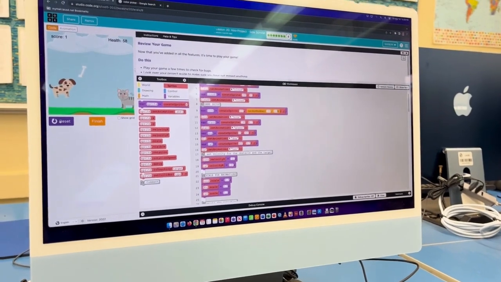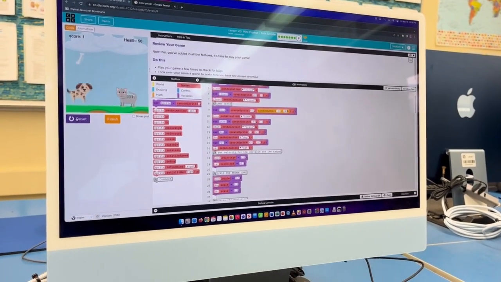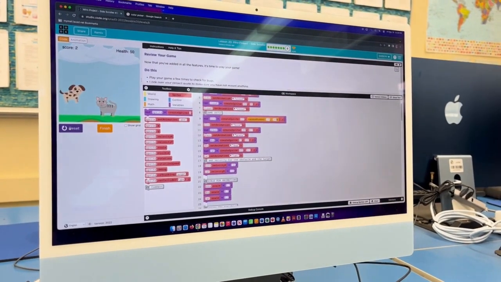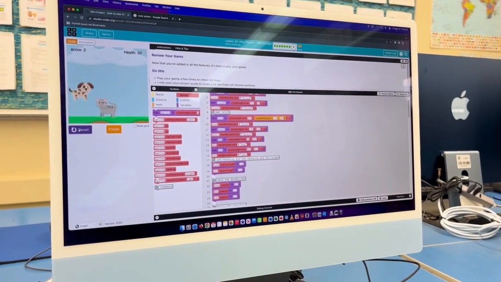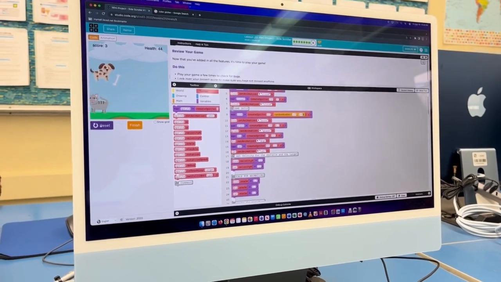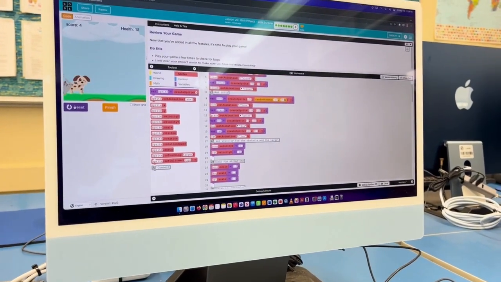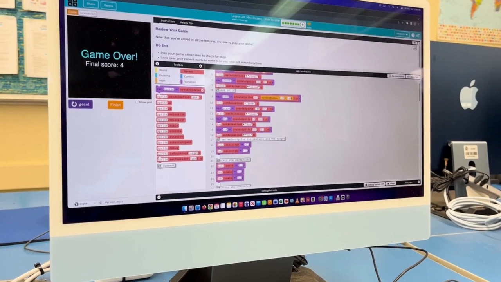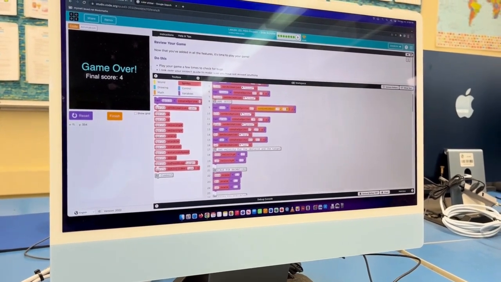Jump to avoid the cat, and you touch the bones to earn points, and for every bone you touch, the score goes up by one. And when you lose, it shows your score, and it tells you game over.